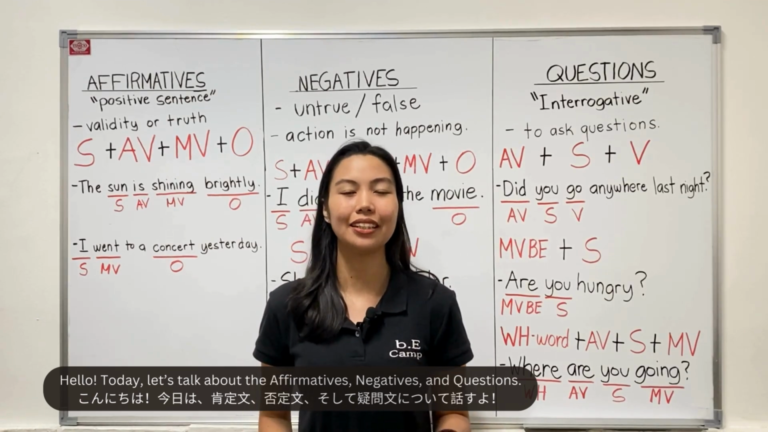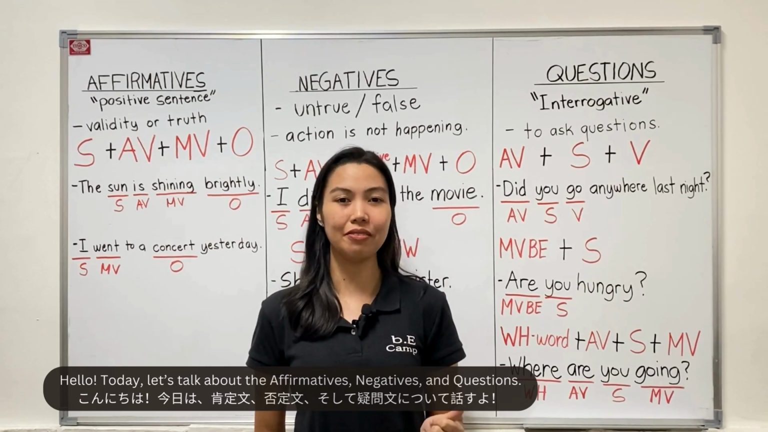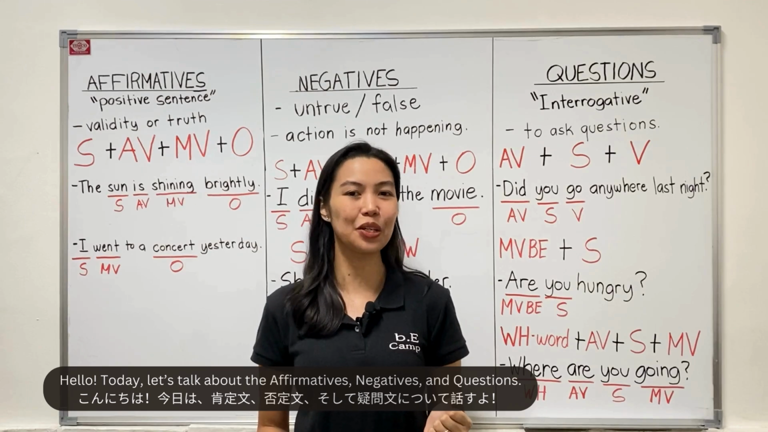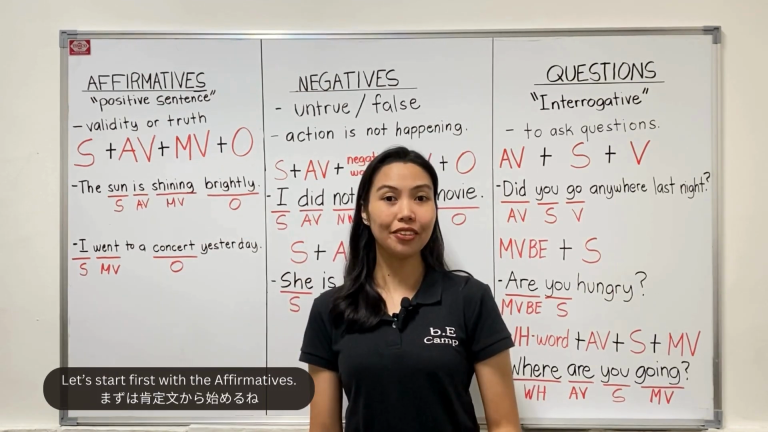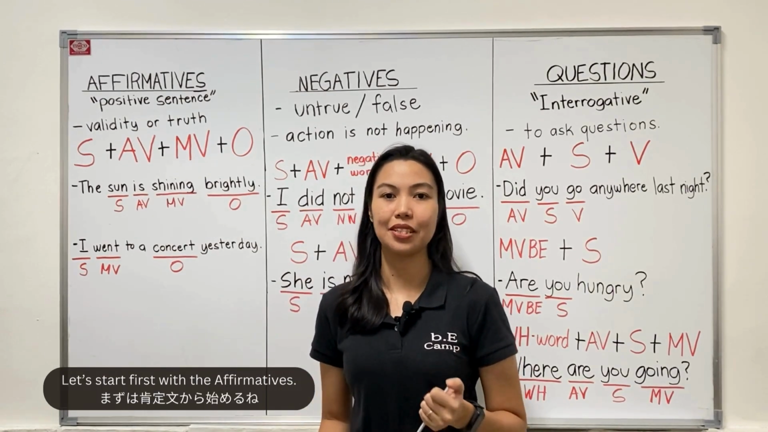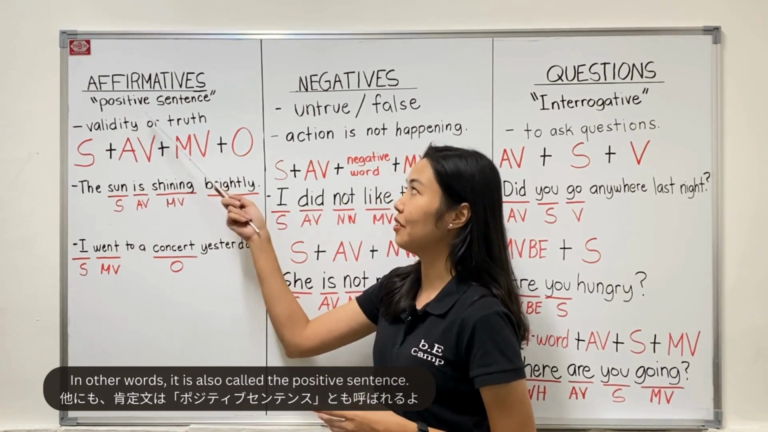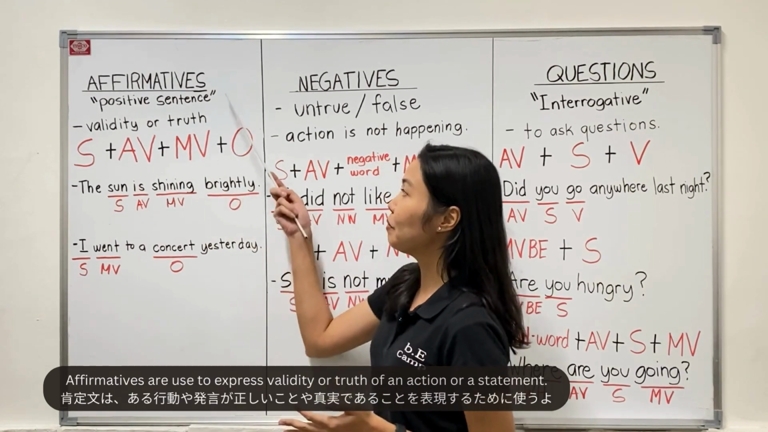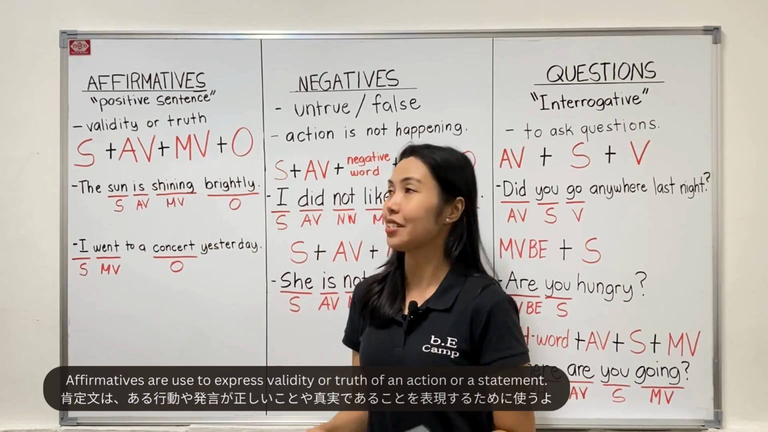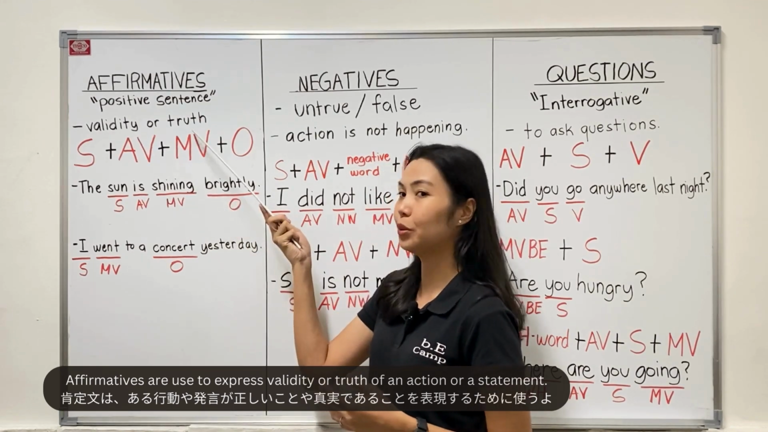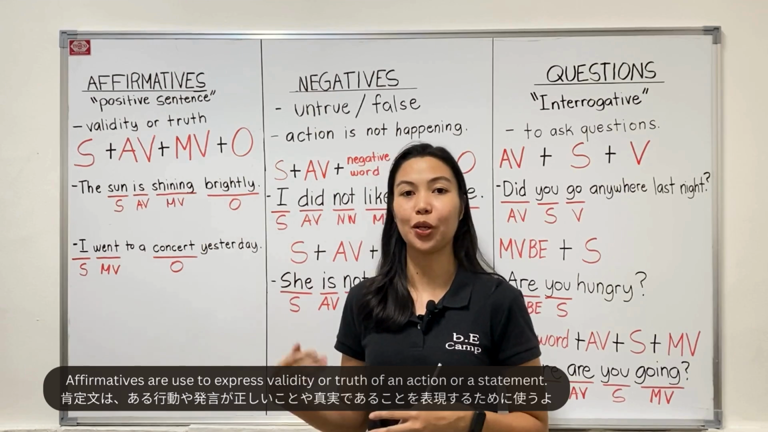Hello! Today, let's talk about the affirmatives, the negatives, and questions. Let's start first with the affirmatives. In other words, it is also called the positive sentence. Affirmatives are used to express validity or truth of an action or a statement.